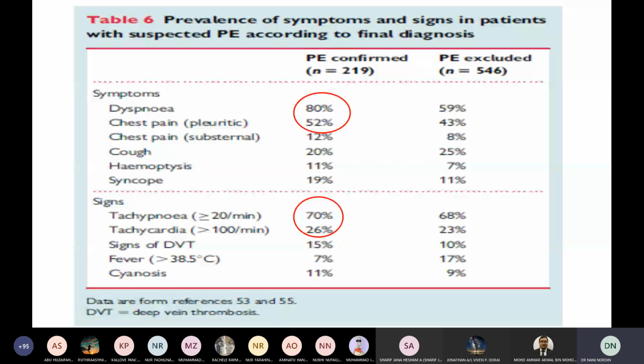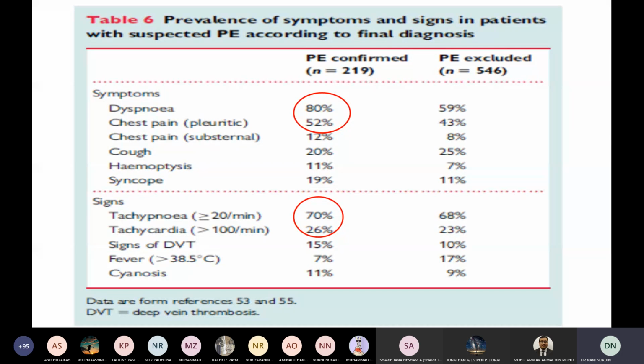So you might not have DVT even. You might not even find DVT in this patient, because only 15% of the patients with PE will show the signs and symptoms of DVT. So it doesn't usually connect well, DVT and chest pain, because you might not see DVT.